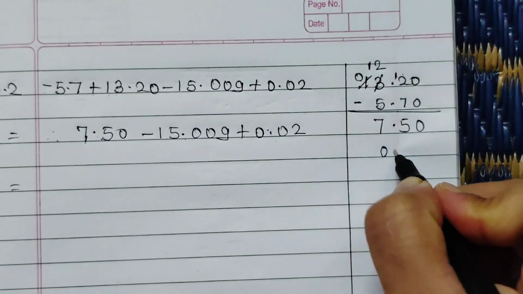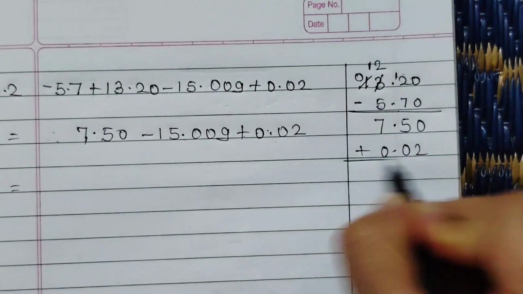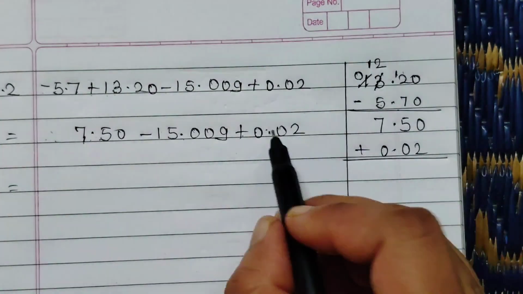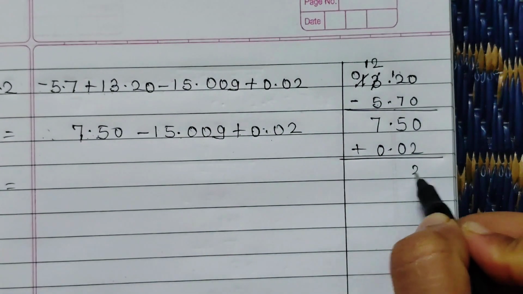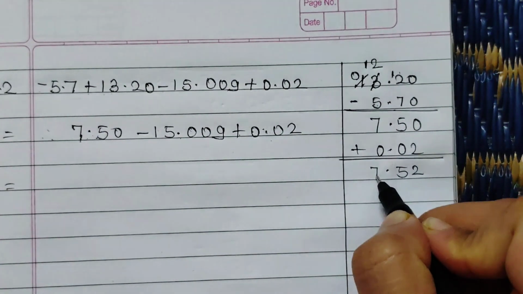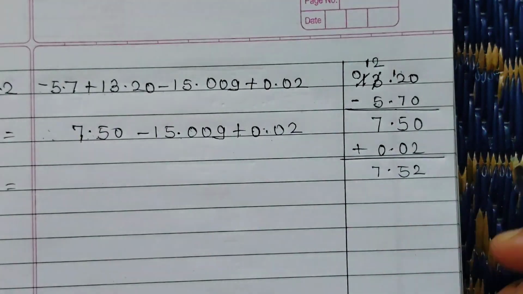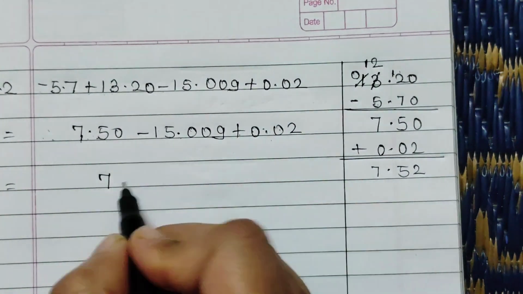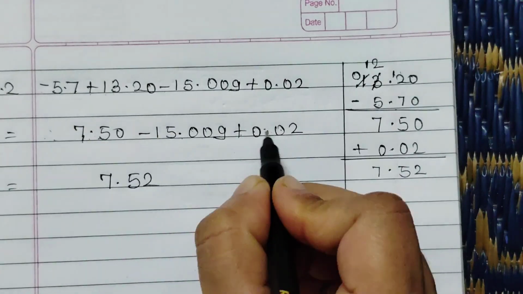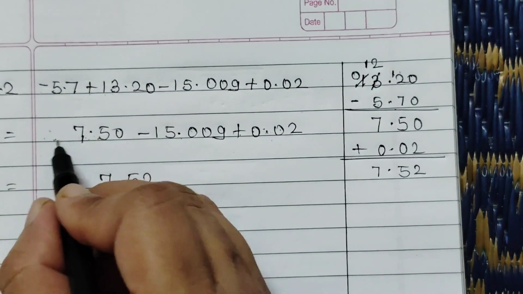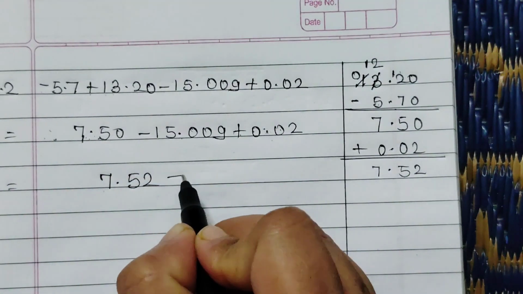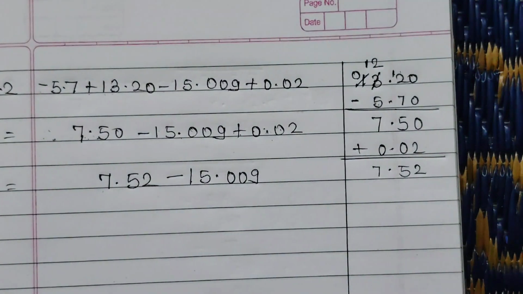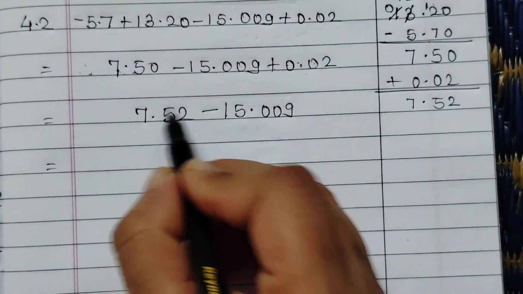Okay, 0.02. Why? Because 7.50 is having plus sign, so I'm adding, and this is also plus sign. So what I got? 7.52. So after adding this and this, I got 7.52 and both are having plus sign. 7 is bigger, having plus sign, so it will be plus. And what remains? 15.009 remains. Okay, so now we will subtract this.